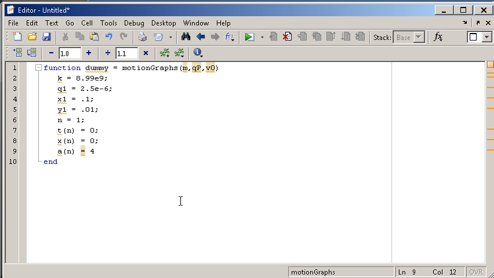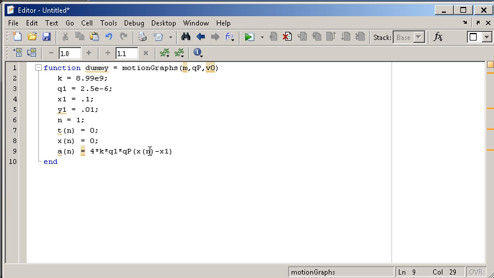So it was 4 times, I need the times symbol, which is a star here, k times q1 times qp, and then times x of n, it means the nth element of the array x, minus x1.